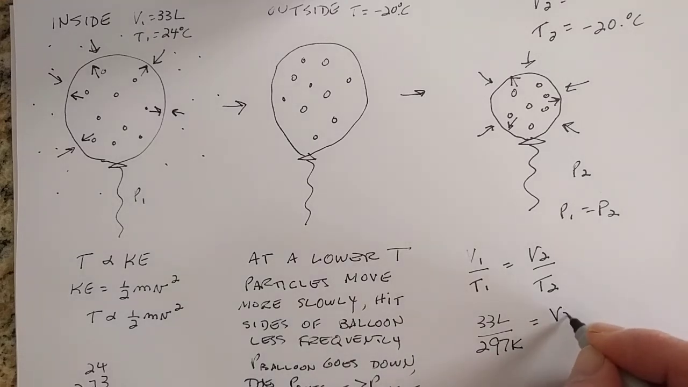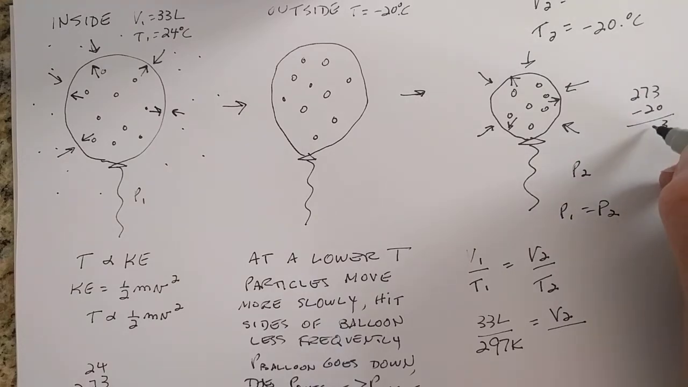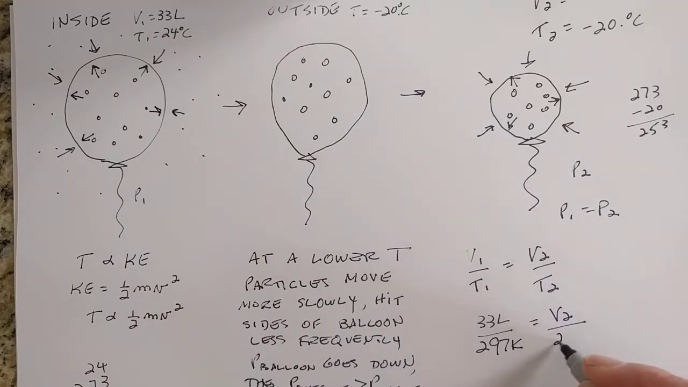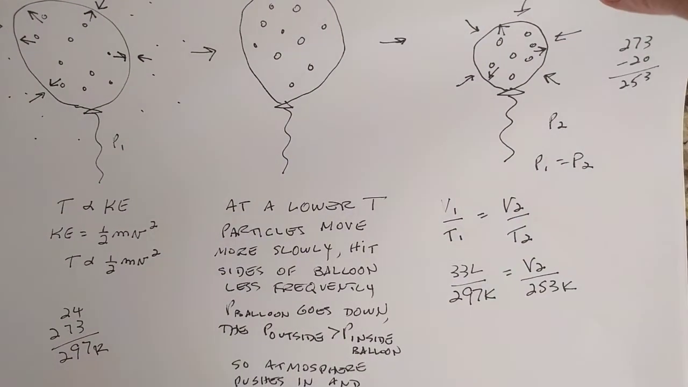Equals, we're looking for our V2 over our T2. So we have 273 and negative 20. So we get 253 Kelvin. Because if you had a negative temperature here, you would get a negative volume. We don't have that in chemistry. You can only have positive volumes.